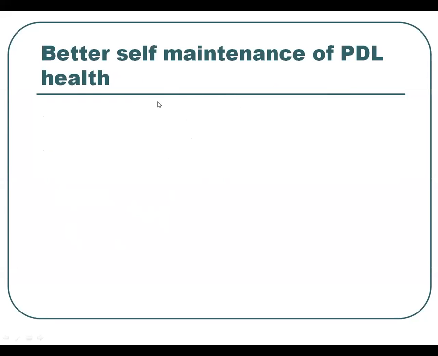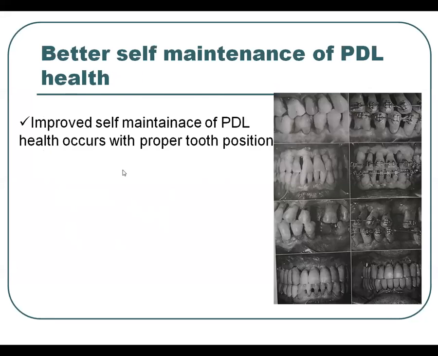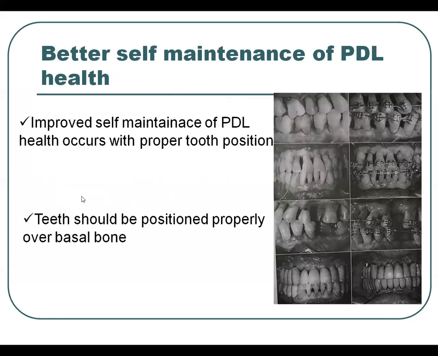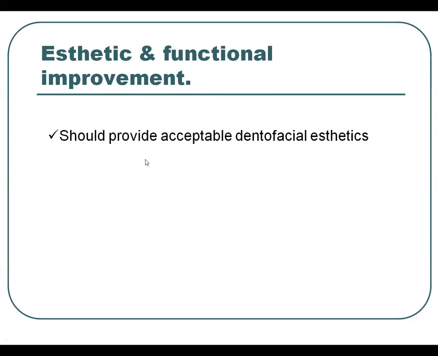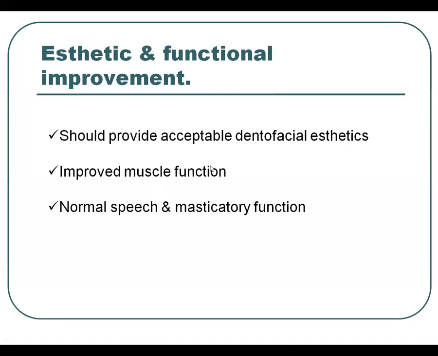Better self-maintenance of PDL health. Improved self-maintenance of PDL health occurs with proper tooth position. The proper root positioning has to be done so that PDL health is maintained. And teeth should be positioned properly over basal bone so that it will increase the life of the tooth. Aesthetic and functional improvement: it should provide acceptable dentofacial aesthetics and improved muscle function, normal speech and masticatory function.